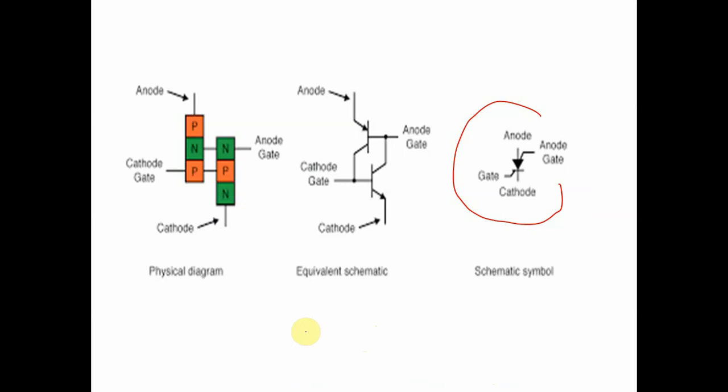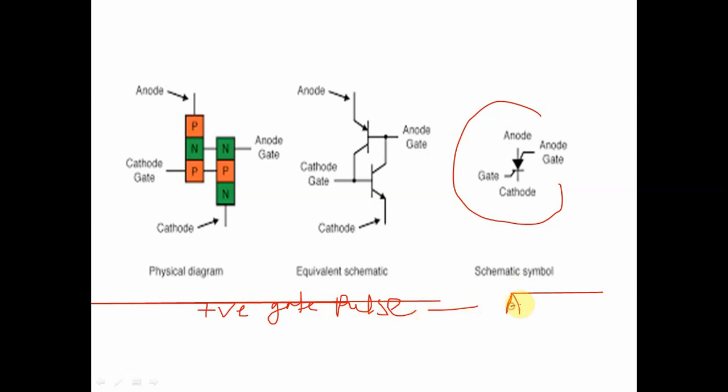This is in short. If we apply a positive gate pulse to the cathode gate, SCS will be turned on, and if a positive gate pulse is applied to the anode gate, then SCS will be turned off.